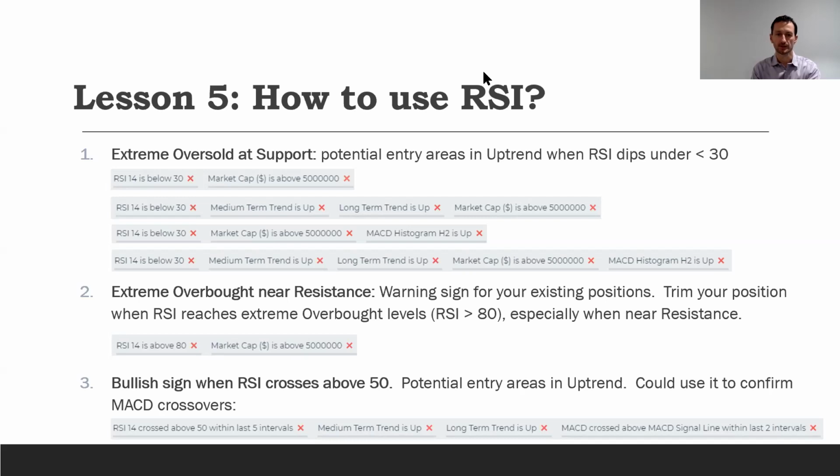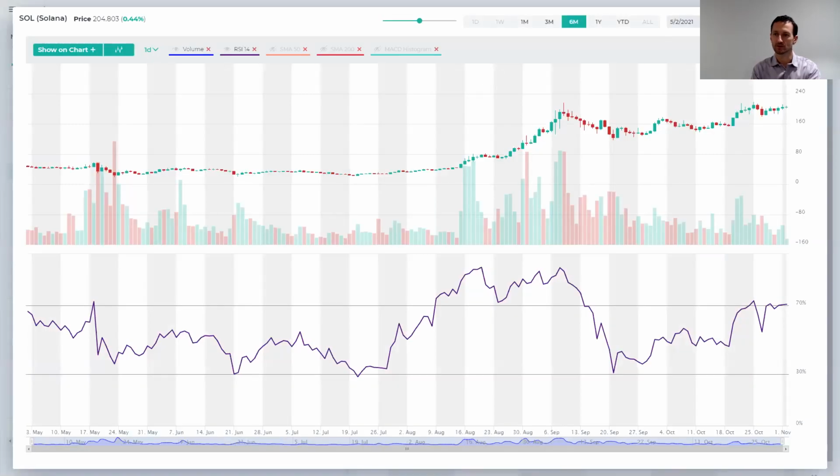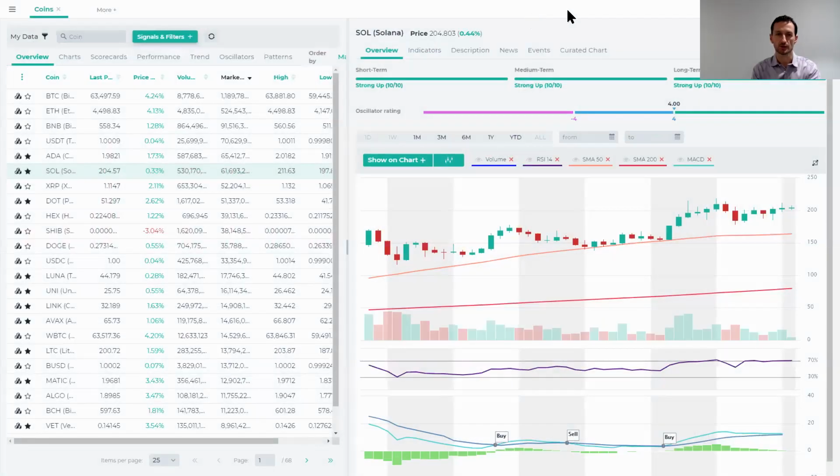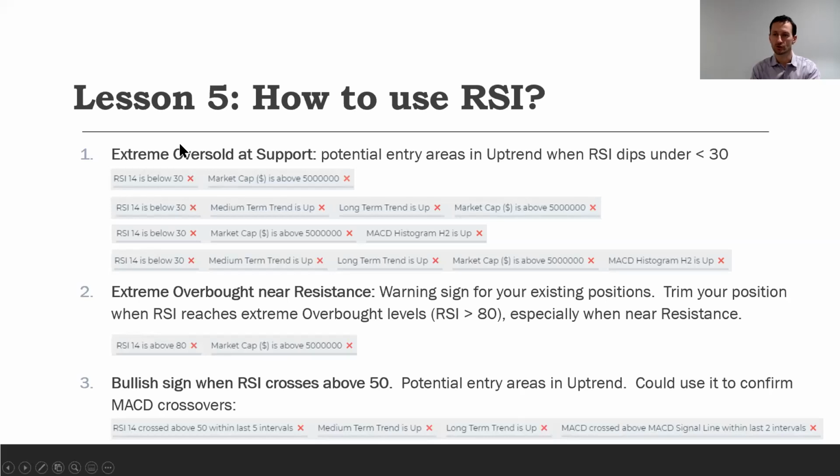So let's continue and build some custom filters so we can identify some interesting opportunities. There are actually four use cases that we'll cover. One is situations when coins in an uptrend pull back and are oversold on RSI. We'll build several different screens or custom filters for that. The second use case is the extreme overbought near resistance, so that will be areas where we may want to trim our positions or exit completely.